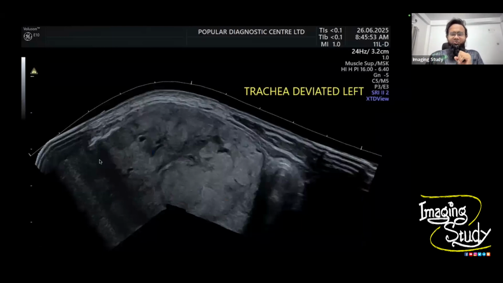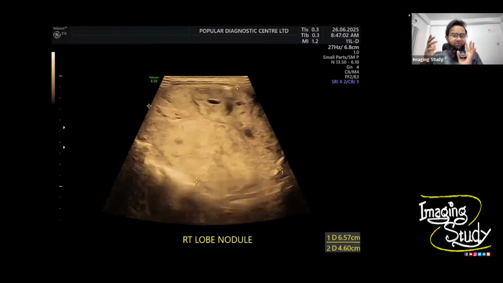Now, you see, this is the right side, and it has a big chunk of mass over here, which is pushing the trachea away from the midline. You won't see any trachea. It is completely deviated by this lesion. So it's a big one. Approximately it's more than 6.5 centimeters.